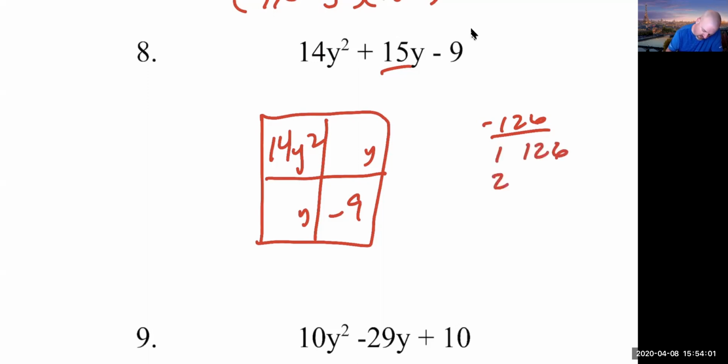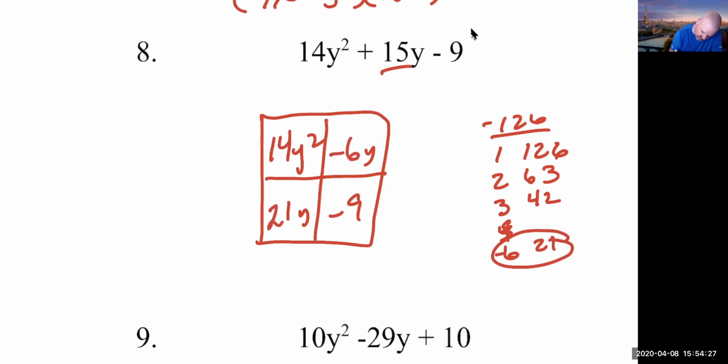2 and 63, 3 and 42, 4 doesn't go in there, sorry. 6 and 21. Let's see. I know I'm missing one. Oh, no, that's it right there. 6 and 21 gives us the 15 if it is a -6. So -6y and 21y. Sometimes it pays to check as you go, and that way you don't have to go any further.